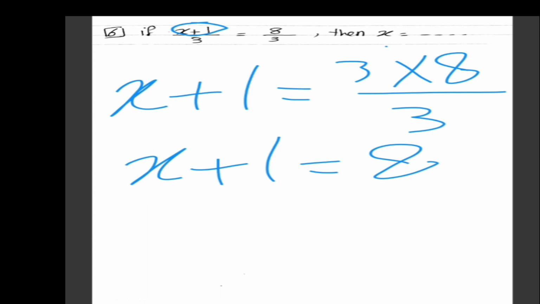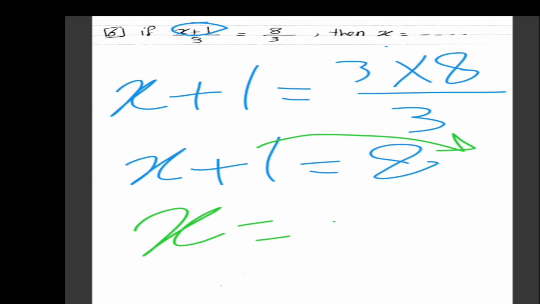And here he needs only x. So I will move number 1 to the other side by the inverse sign. So x here will be 8 minus 1 equals 7.